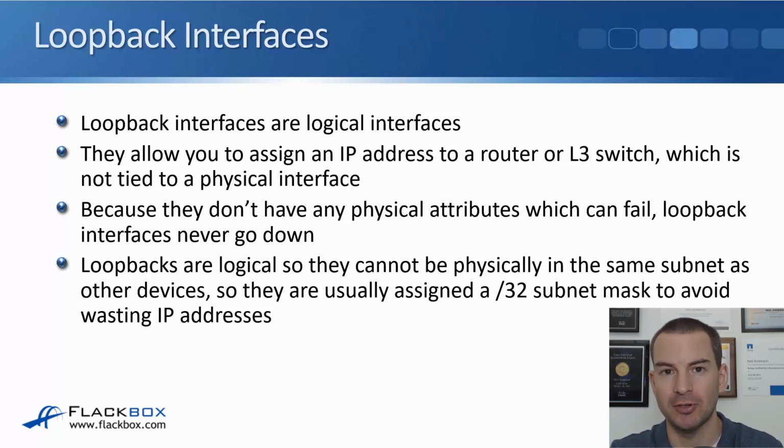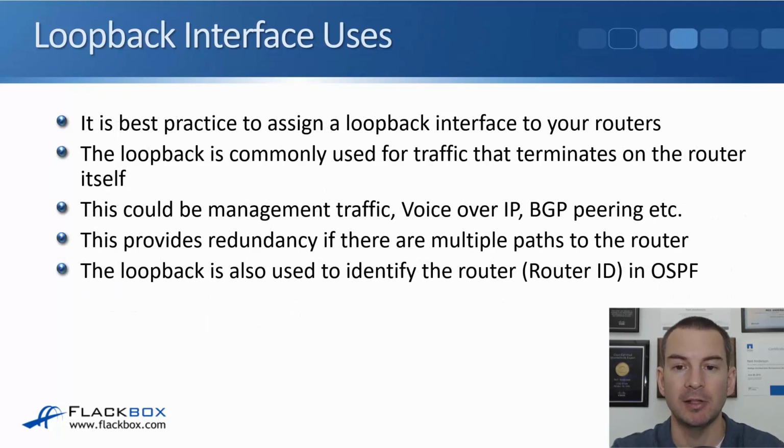Loopbacks are logical, so it's impossible for them to physically be in the same subnet as other devices. So they're usually assigned a /32 subnet mask to avoid wasting IP addresses. That's the standard. It's best practice to assign a loopback interface on all of your routers and all of your layer 3 switches. The loopback is commonly used for traffic that terminates on the router itself. That could be most commonly management traffic, also for other things like voice over IP, if you need to send voice over IP traffic to the router, also for BGP peering, etc.